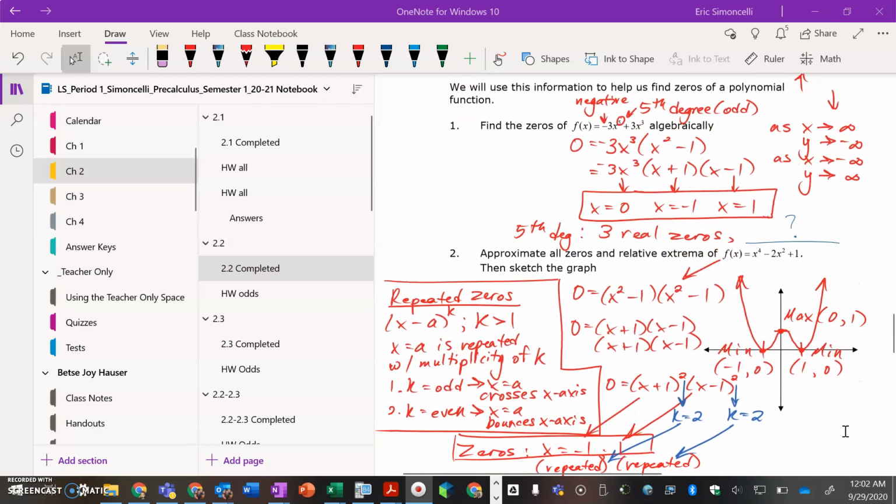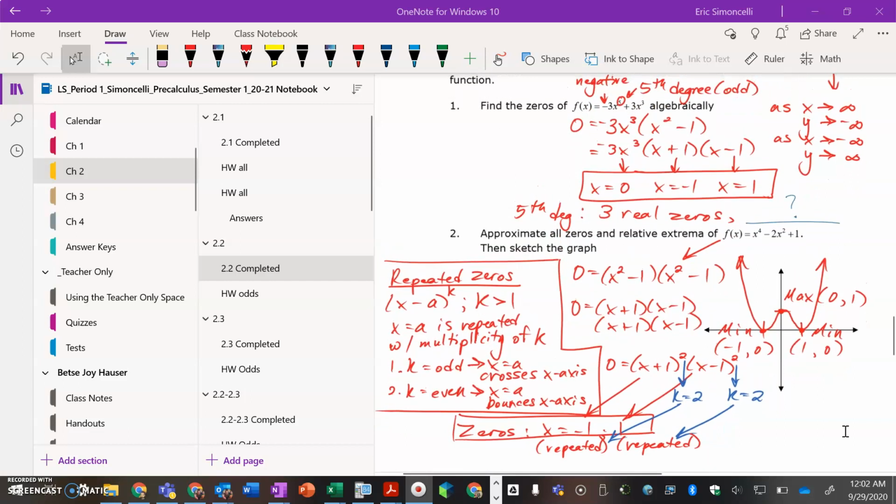I wanted to continue on though here with number 2. We'll get back to the idea of what zeros possibly remain. Approximate all zeros and relative extrema of this quartic and then sketch the graph. So this quartic is factorable. It factors as x squared minus 1 times x squared minus 1.